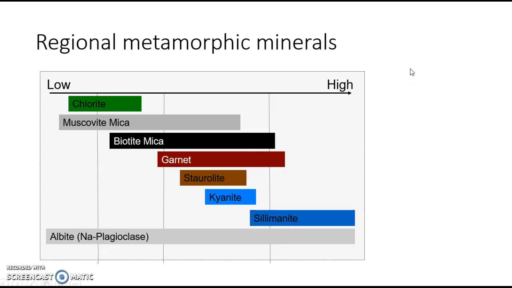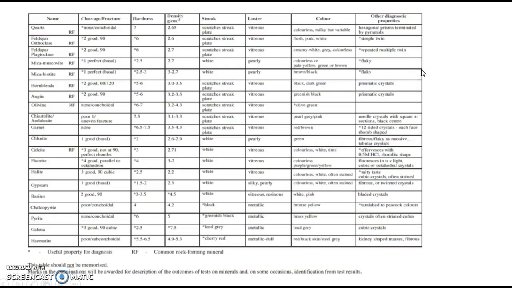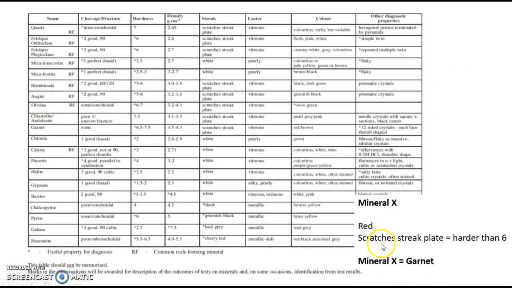So let's see if we can work out which of those minerals are going to be within our rock. So here we go. Mineral X is red and it scratches the streak plate. So of those ones that we've got, there's chlorite, there's biotite mica, muscovite mica. We haven't got some of the other ones on there. There's staurolite and andalusite, but they're contact metamorphism. So the other ones you don't have to worry about, like sillimanite and kyanite, because they're not on the mineral ID sheet. So it's definitely garnet.